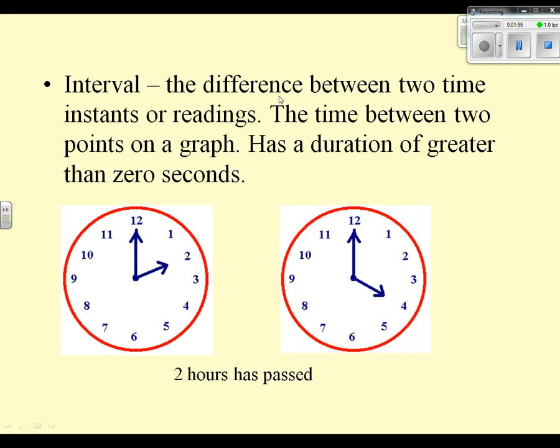It's the difference between two time instants or readings. The time between 2 points on a graph has a duration of greater than 0 seconds. In my case here, 2 hours has passed. You have to look at the clock twice. Okay? So there's a whole different, and this is true for things not just time.